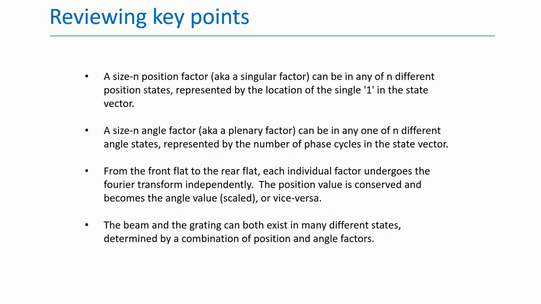From the front flat to the rear flat, each individual factor undergoes the Fourier transform independently. The position value is conserved and becomes the angle value scaled, or vice versa. The beam and the grating can both exist in many different states determined by a combination of position and angle factors.